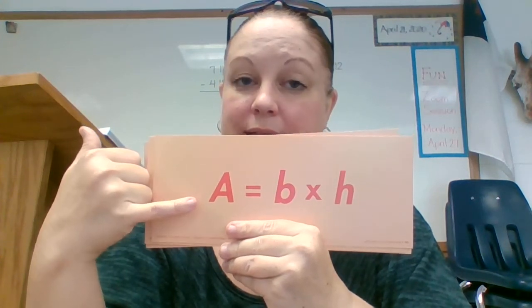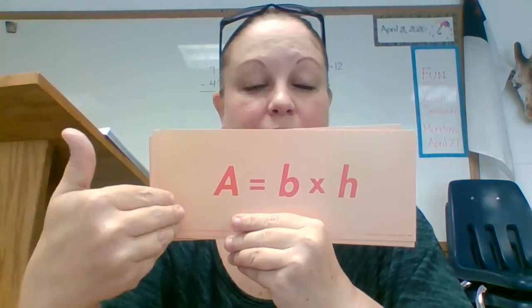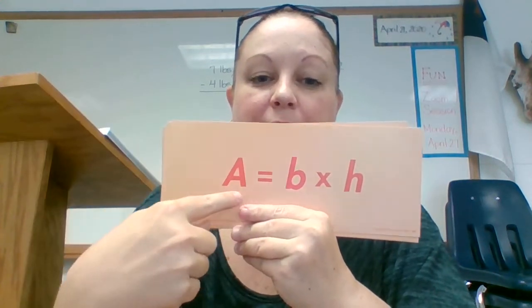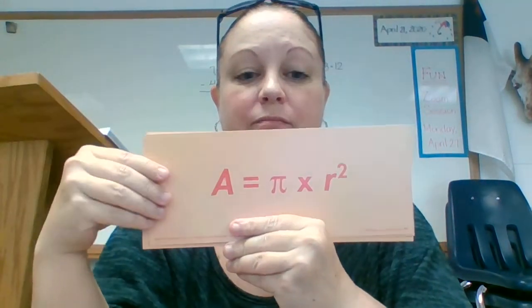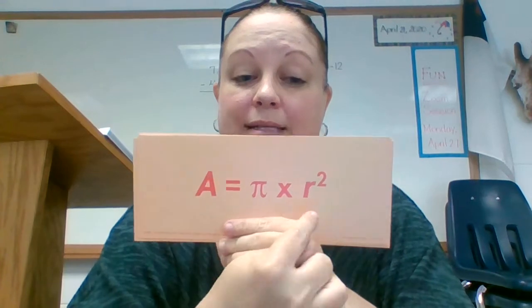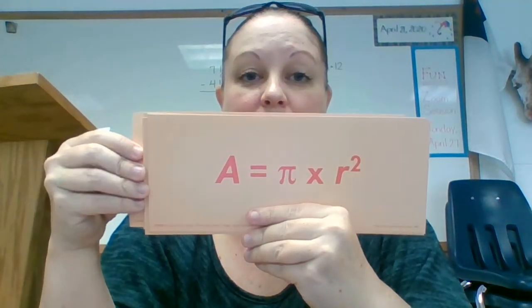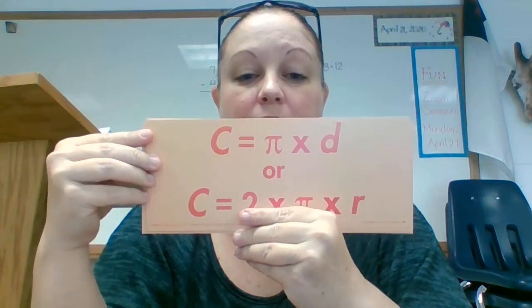Parallelogram, base times height. You could also do the same for a rectangle because the length and the width are the base and the height. But for a parallelogram, we don't use the slant side, we use the height, all right, the distance between the two bases. Area of a circle, pi times radius squared. Okay, so remember that, area of a circle, use that.